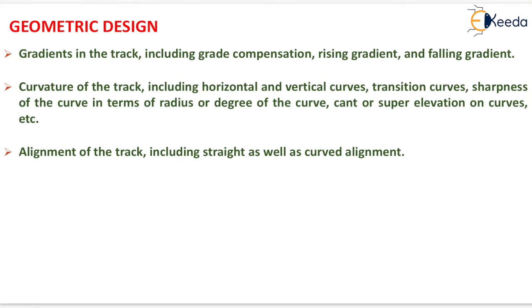Gradients in the track including grade compensation, rising gradient and falling gradient, curvature of the track including horizontal and vertical curves, transition curves, sharpness of the curves in terms of radius or degree of the curve, cant or super elevation on curves, etc. And the last one is alignment of the track including straight as well as curved alignment.